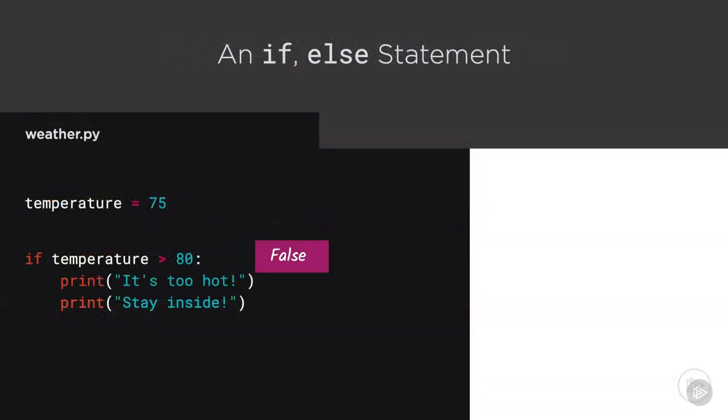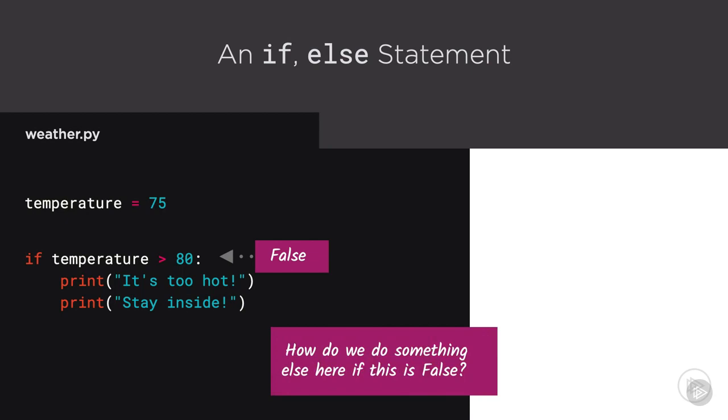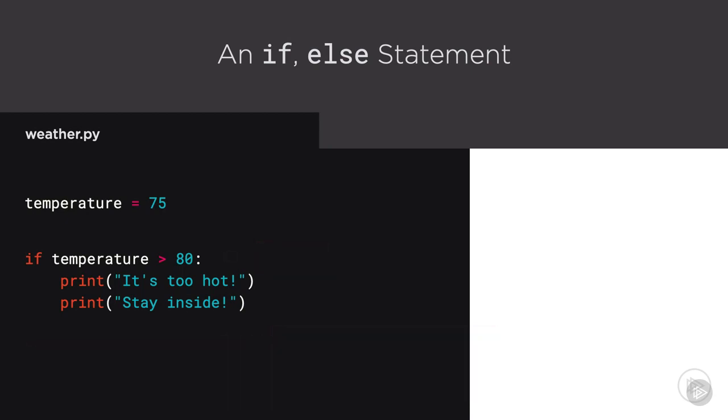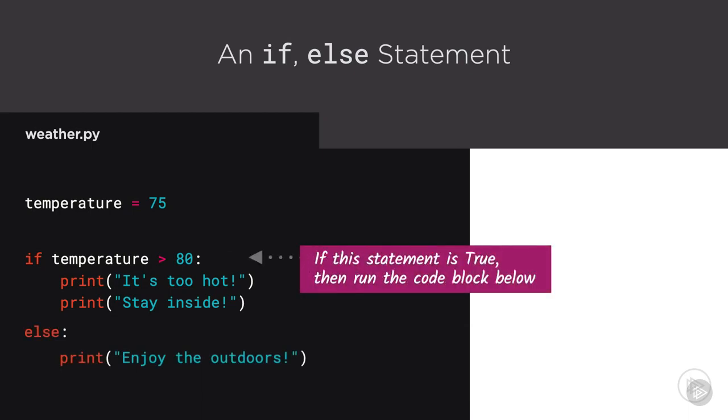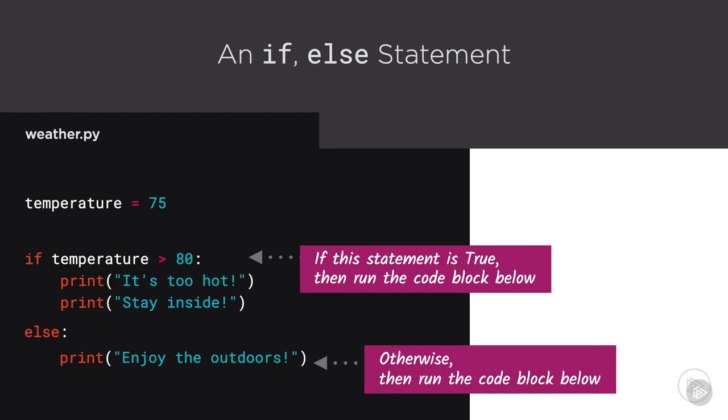In our previous example, when the if statement is false, how would we do something else here when we get false? We can use an else statement. So when the if statement is true, we run the indented code block below it. Otherwise, we can have an else statement that will run the code block below it when the if statement is false. So in this case, temperature is not greater than 80, so the else block is run. And if we run our program, we can see "enjoy the outdoors" is printed to the screen.